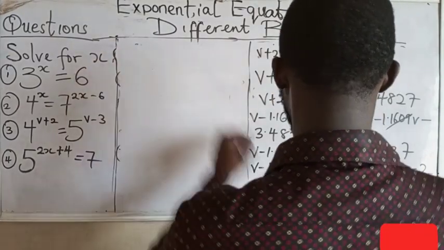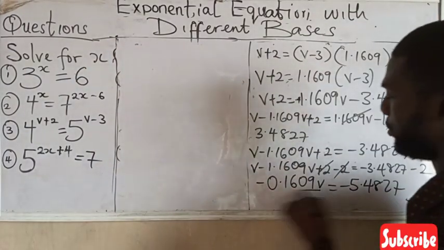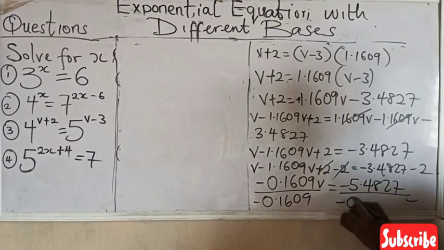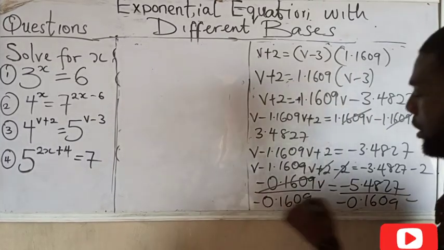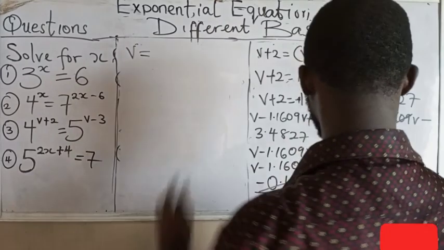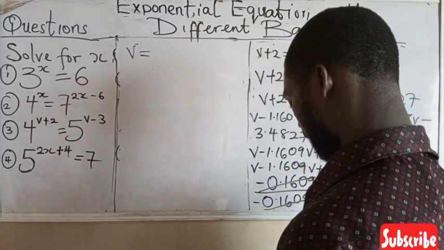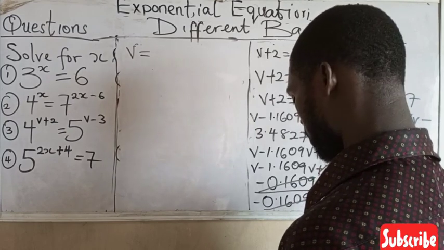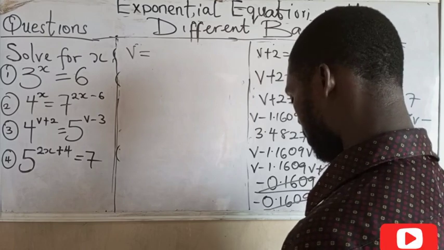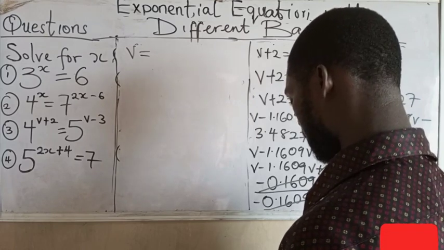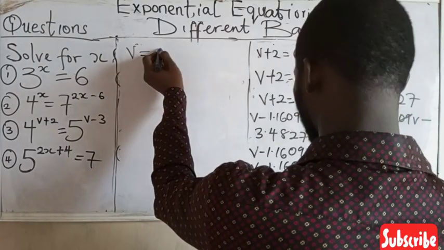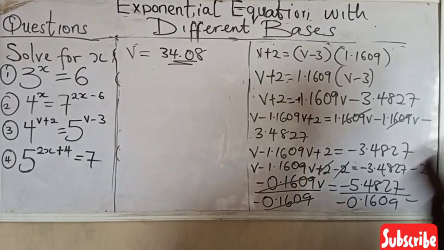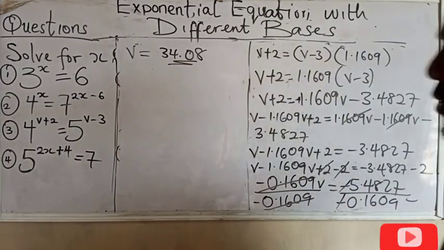Then what am I going to do? In order for me to let v stand alone, I have to divide both sides by minus 0.1609, divided by minus 0.1609. So this cancels. Then I have V equals 5.4827 divided by 0.1609. And I have 34.08, and that is my answer. Let's not forget that minus cancels minus and becomes positive at the end of the day.